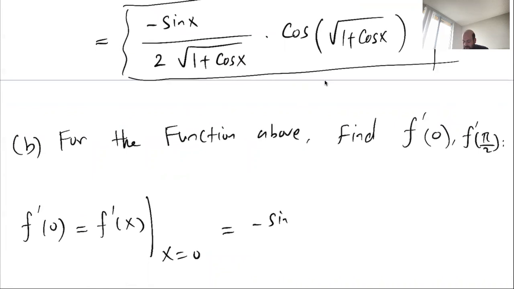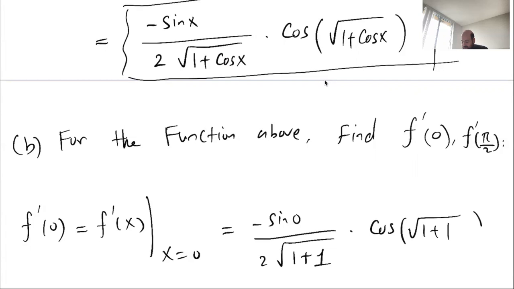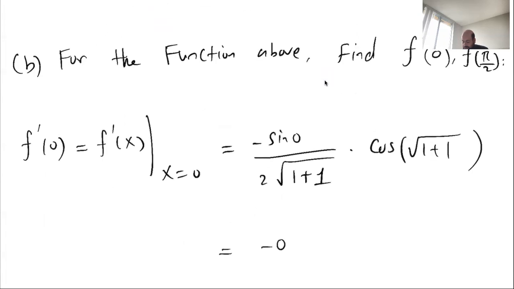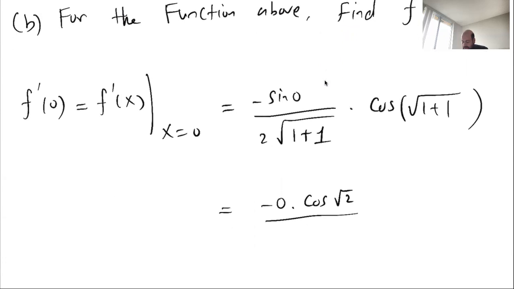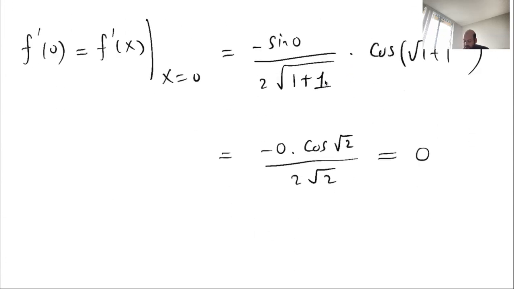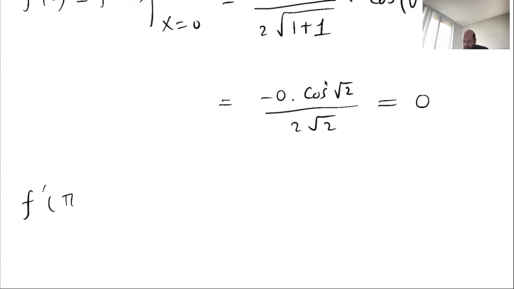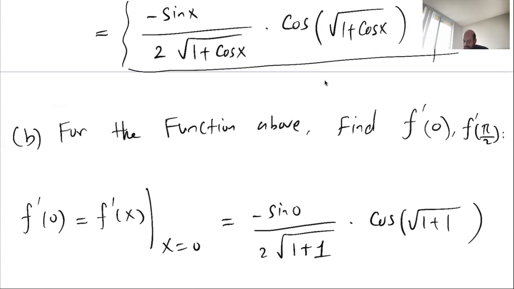So minus sine 0 divided by 2 root 1 plus cos 0. Cos 0 is 1. And cos root 1 plus 1. So this is minus 0 times cos root 2 divided by 2 root 2. So 0 times anything is 0. The answer is 0. And then f prime of pi half, again, means f prime of x evaluated at x equals pi half.